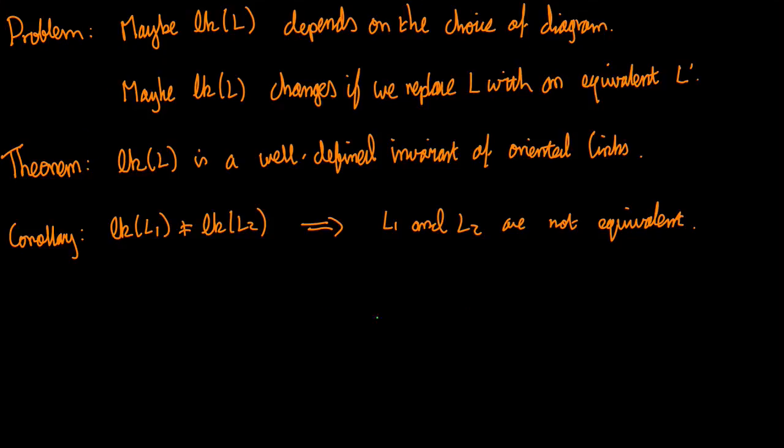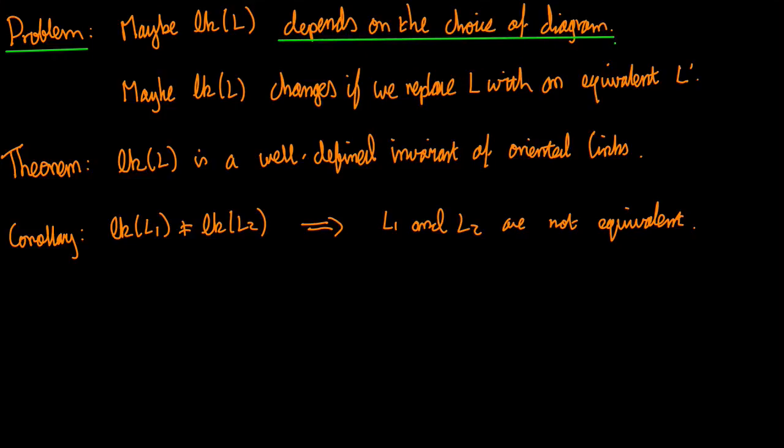Here are some more theoretical questions. Here's a potential problem, and it's a real problem. Remember the definition of the linking number. How did it start? It said, choose a diagram D of the link L. Well, this is a potential disaster, right? Because there are many different possible diagrams for the same link L. Maybe they give us different linking numbers. Then what use is this linking number? Nothing. So maybe the linking number depends on the choice of diagram.